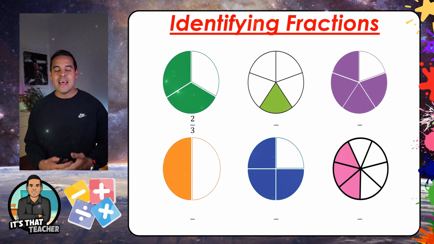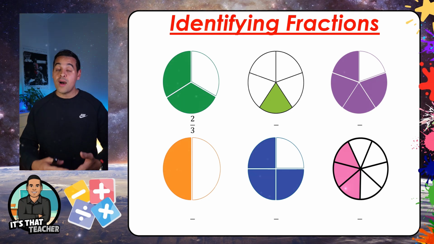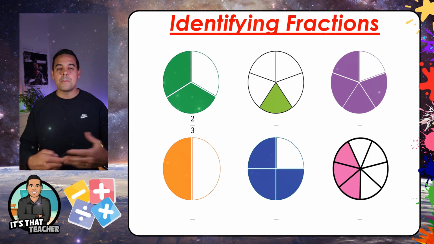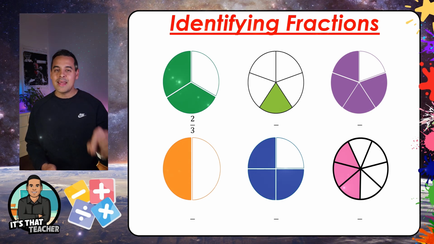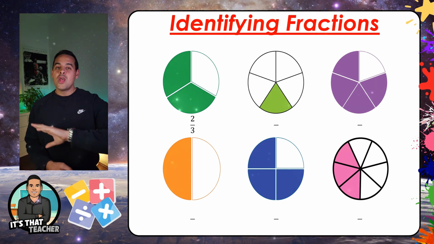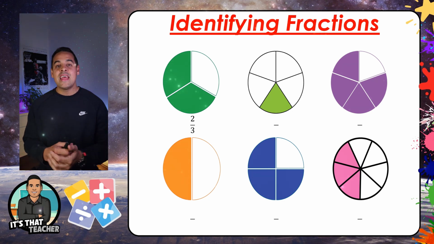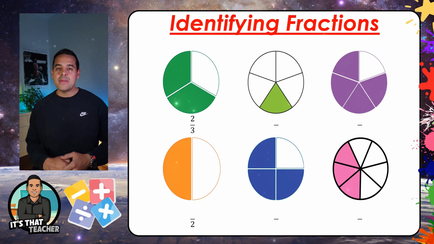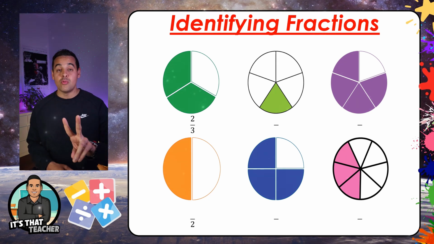You can see that that has been divided into 2 even parts. So the denominator, the bottom number of that fraction, which we always find first, is 2, because your circle has been divided into 2 parts.